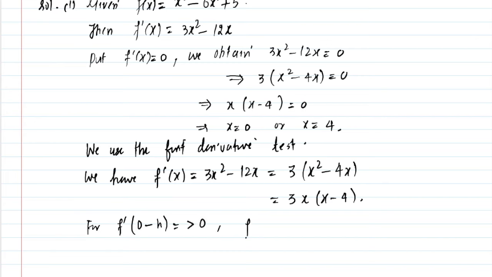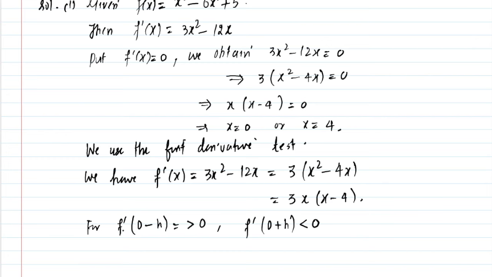And similarly, f dash at 0 plus h, that means we have to substitute some small positive quantity for this x. Now if we substitute a small positive quantity for x, 3x becomes positive, and a small positive quantity x substituted here becomes a small positive number minus 4, which is obviously negative. So therefore this becomes less than 0.